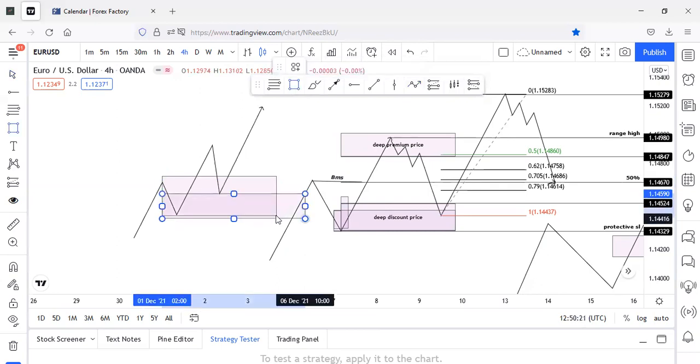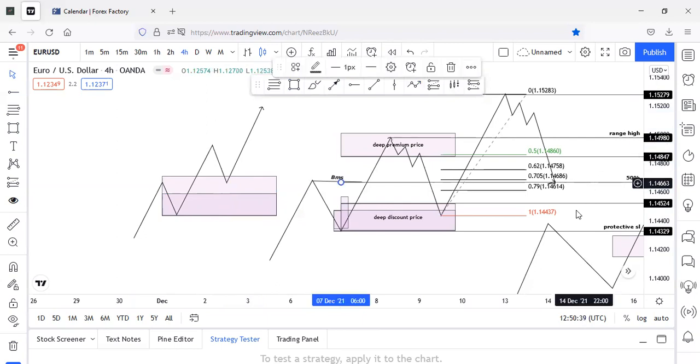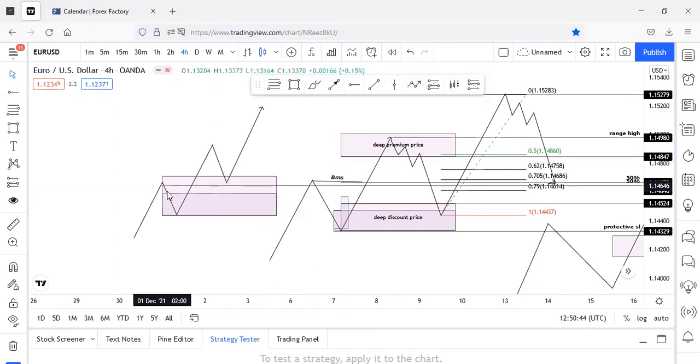Okay, understand? So the market might not actually get to this deep discount price. It might just get to maybe around there, but it is below 50%. You know, these are 50% level right here. Don't forget that these are 50% level. Right? Let me clone these down. Yes, these are 50% level right here, right here.